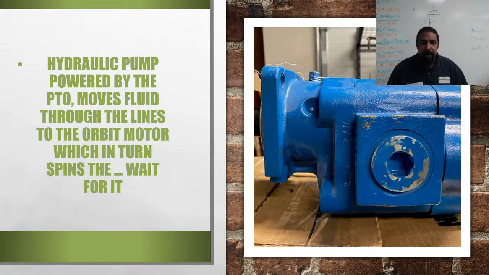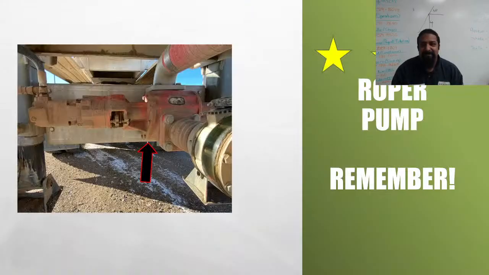Hydraulic pump, again, is powered by the PTO. It moves fluid through the lines to the orbit motor, which in turn spins, wait for it, the roper pump. Yay, see how exciting that is? Nobody? Anybody? Okay. Now, this part's important, just remember, and that's why I pointed directly at it.